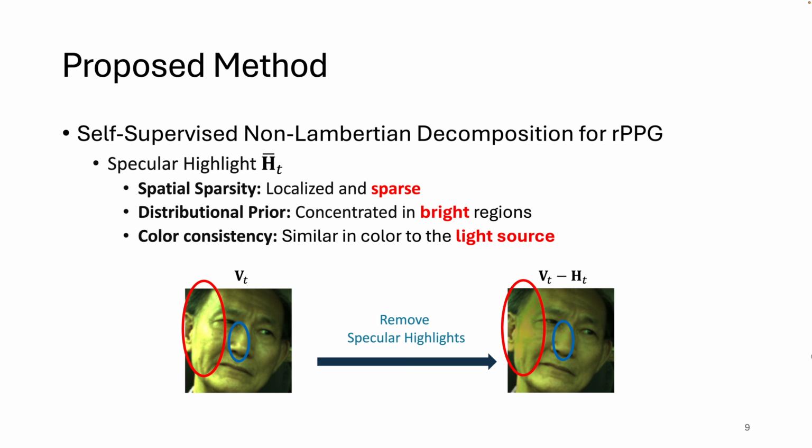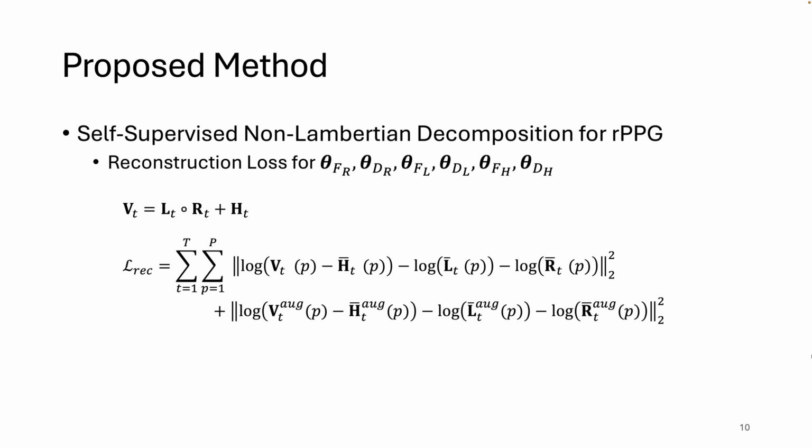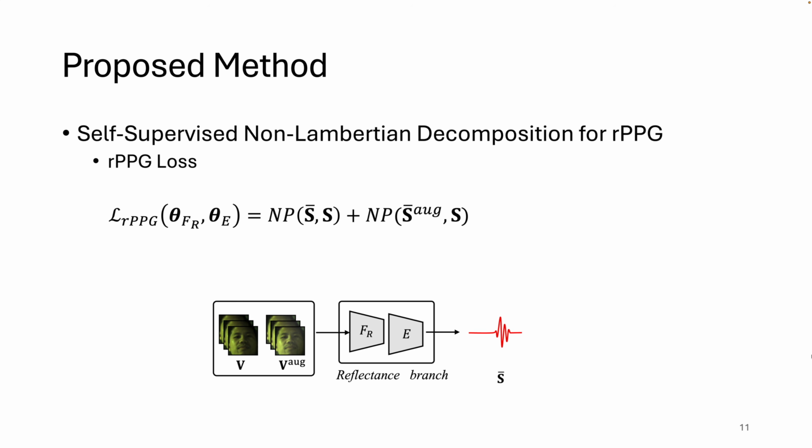For specular highlights, we constrain spatial sparsity, concentration in the bright regions, and color consistency with the light source. These constraints help isolate specular highlights from the face. A reconstruction loss keeps the decomposition consistent with our non-Lambertian decomposition model. Finally, we use negative Pearson loss to preserve the physiological signal in the reflectance branch.